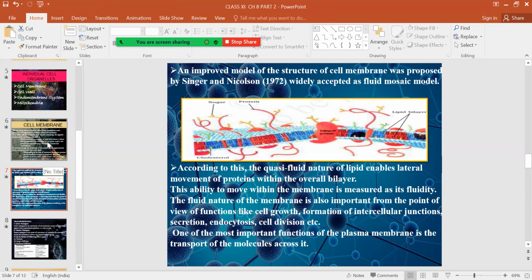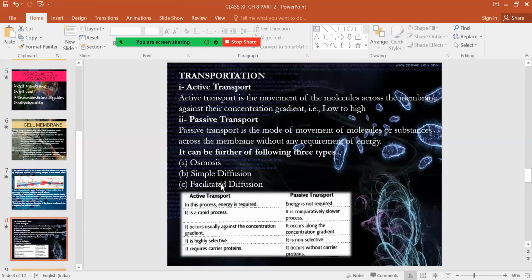Children, in the previous slide, I told you that cell membranes are selectively permeable membranes. They allow a few substances to pass through and a few not. And as you are seeing in this structure, it is made up of a lipid bilayer, as well as some protein. If we talk about transportation, it is of two types: one is active transport and the other is passive transport.